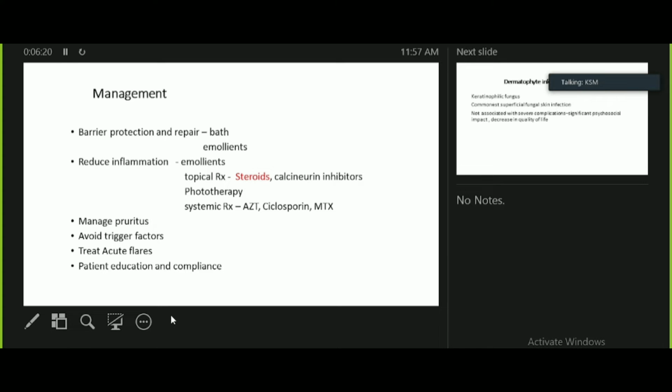And also, one more important thing, you have to educate the patient well, because this is a chronic condition. You need very good compliance. So patient education is a must.